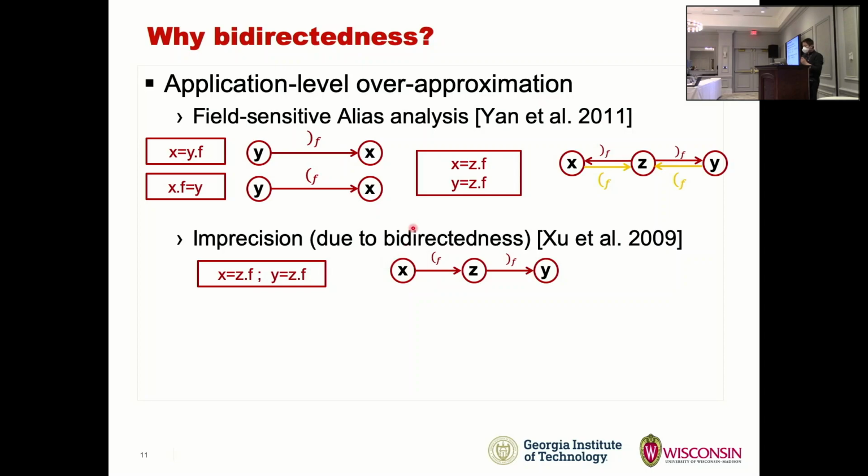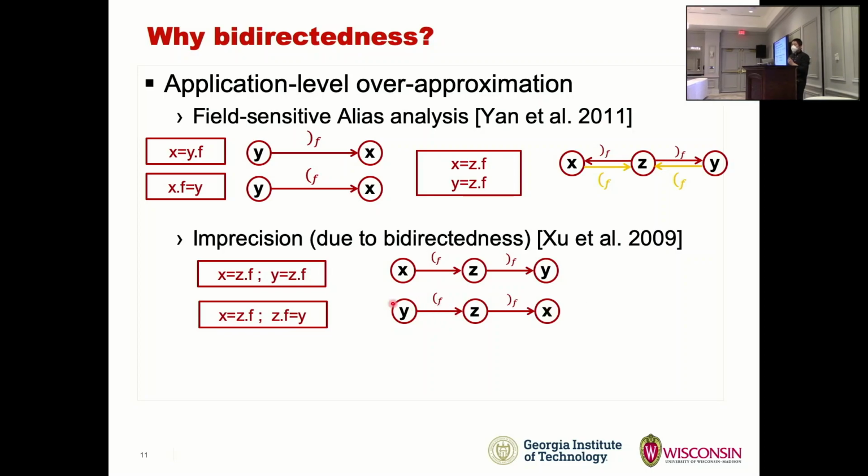So we are good. In the second case, we first write the value of y to z.f, and then we read out the value of z.f and assign it to x. So in this case, we know that x and y have the same value, and based on the modeling, the value flow is from y to z and then z to x. The arrow denotes this direction. And then by introducing the parentheses and labels, we will end up with a graph like this.